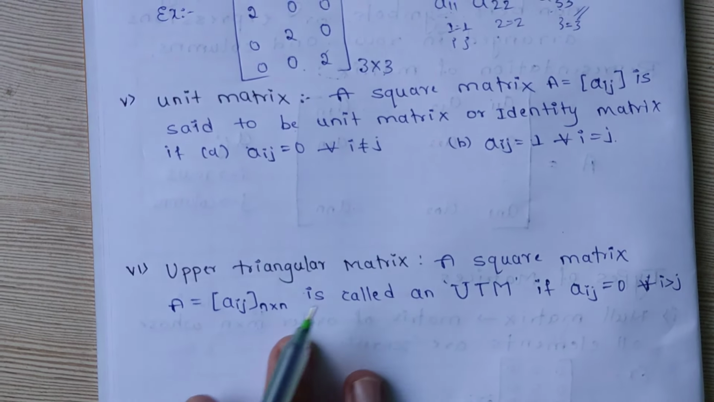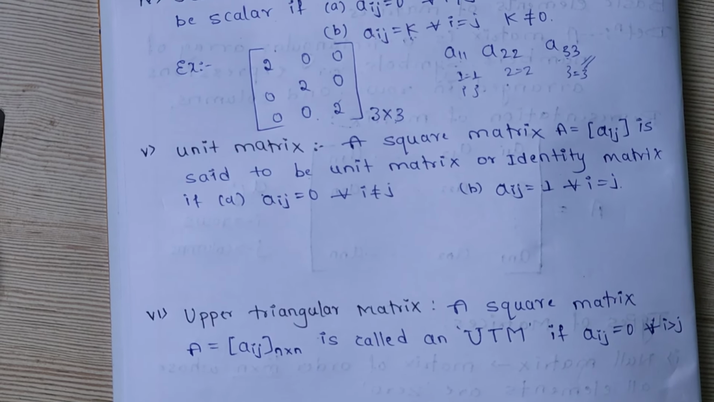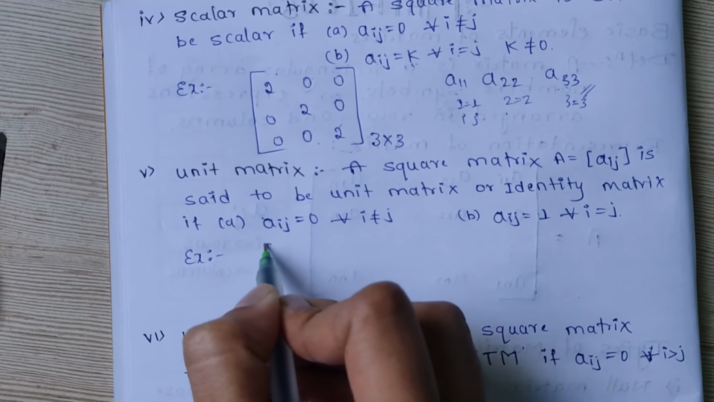The next type of matrix is the unit matrix. It is very much similar to the scalar matrix. So directly we'll go to the example so we'll understand easily.